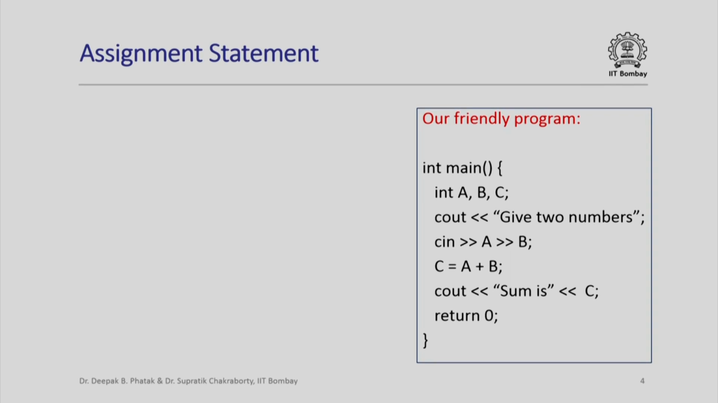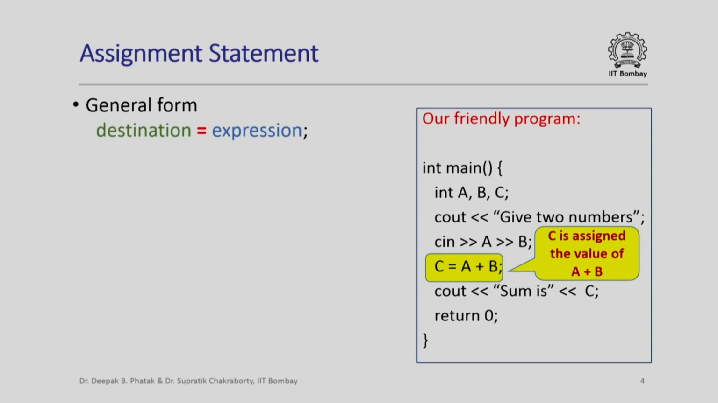Here is our friendly program which sums two numbers and outputs the result. In this program, I have highlighted this particular statement which basically says that C is assigned the value of A plus B. So, the general form of an assignment statement is a destination, then the equal to sign, and then an expression.